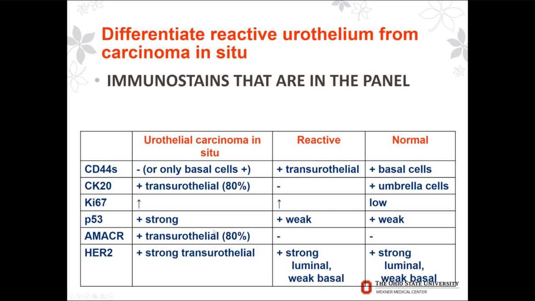P53 is often strong in CIS and very weak in reactive and normal. And AMACR is surprisingly a good marker because it stains CIS or even dysplasia strongly, but does not stain reactive or normal. And then more recently, we are starting to see studies where HER2/neu is used as a marker, with strong transurothelial staining. But in the reactive and normals, you just see strong luminal or weakly basal staining.